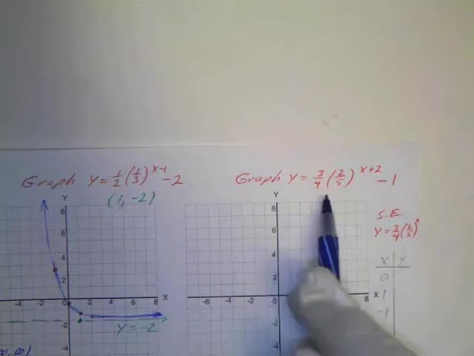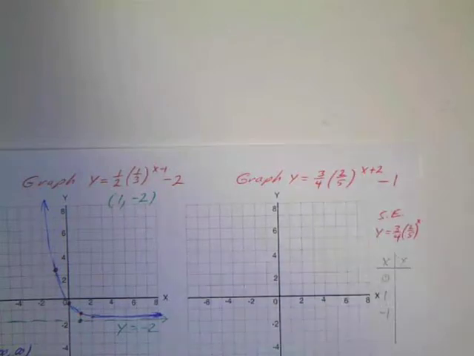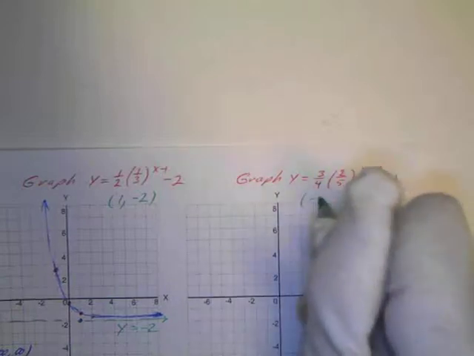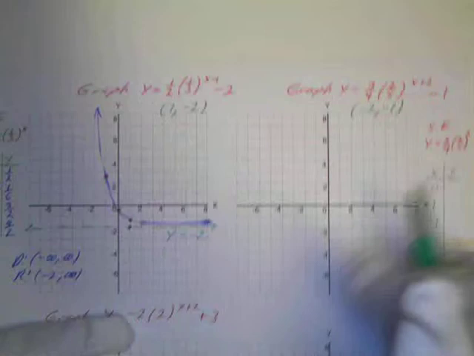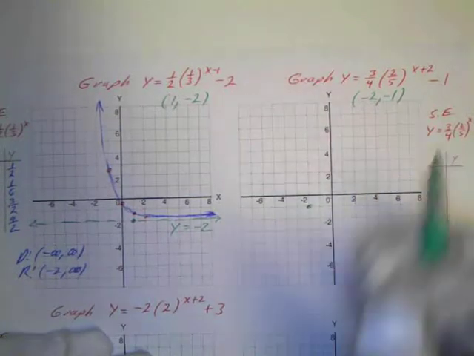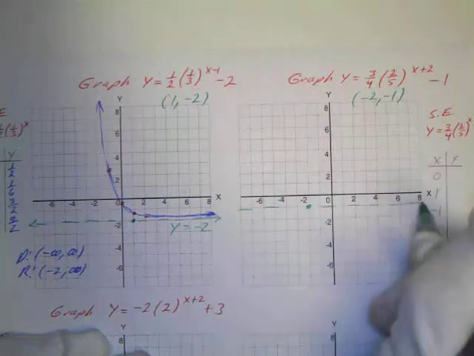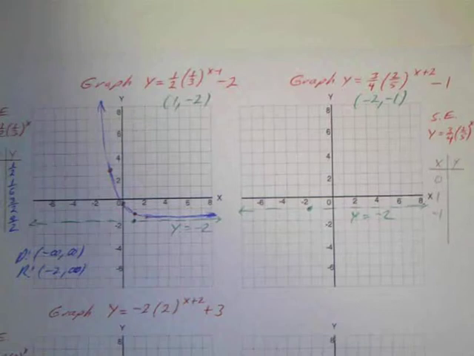y equals 3/4 times (2/5) to the x plus 2, minus 1. So let's find the new zero first. That's going to be the shift: 2 to the left, down 1. Negative 2, negative 1, so that's my new zero. I'll put that in right away. Negative 2, negative 1. There's my horizontal asymptote, y equals negative 2.